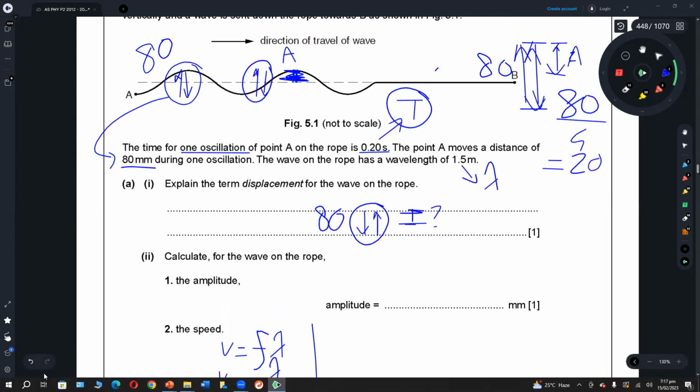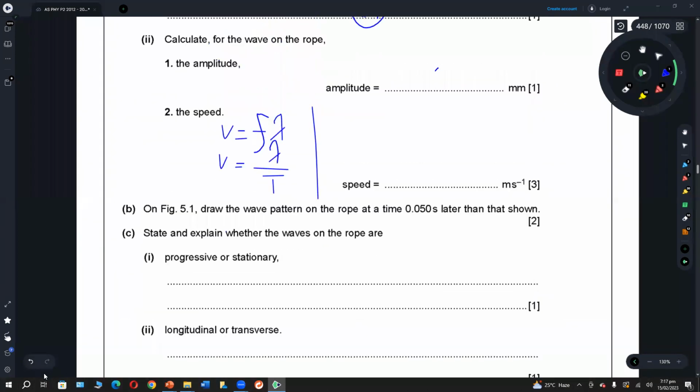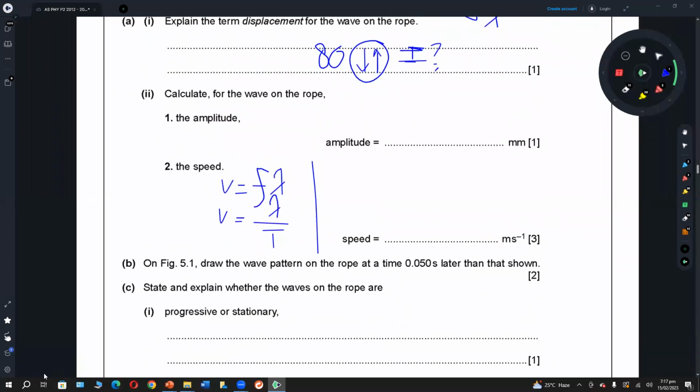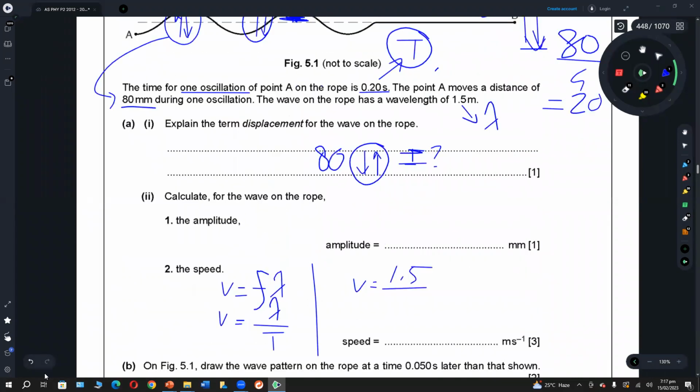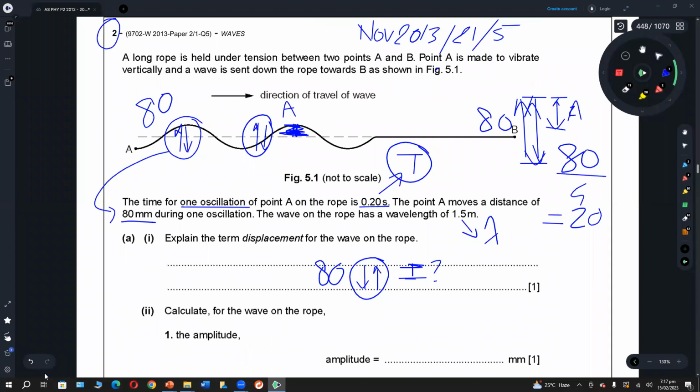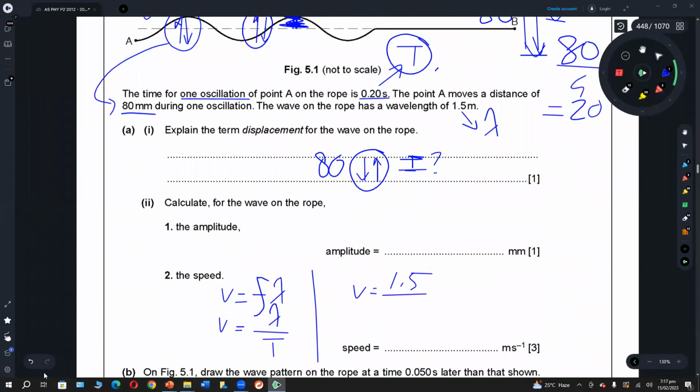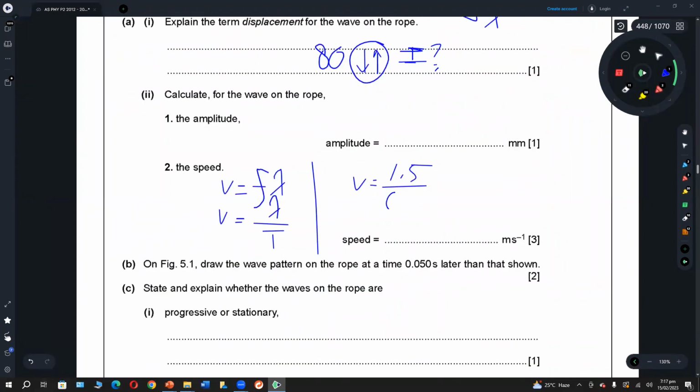Okay, so this was the one before the derivation. Then we will make this 1 over t and change it into frequency. That's good. Wavelength was 1.5 and time period was 0.2, and you divide it, you get speed. It will be 7.5. Good.